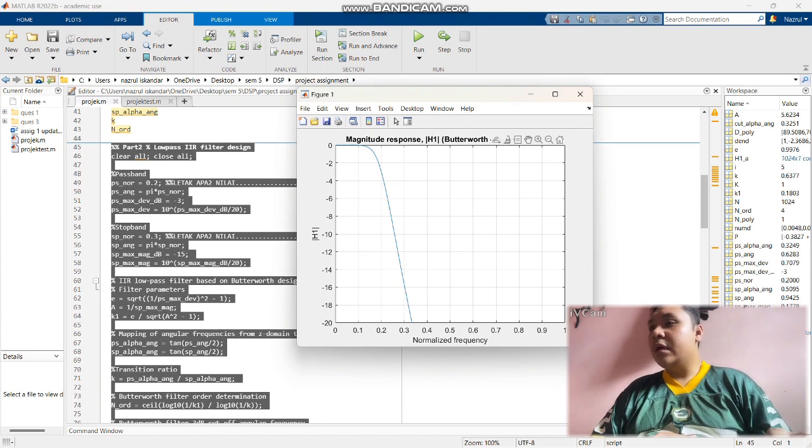So here we know that the passband here is maximum 0.2, because we set in the code passband equal to 0.2. And meanwhile the stopband will start here from 0.25 until 3.2. So this is the result of part 2 for the graph.